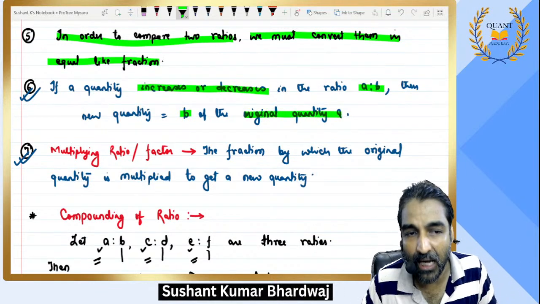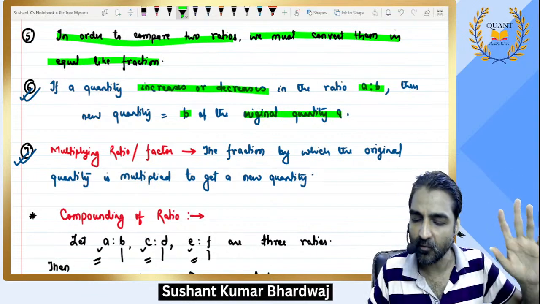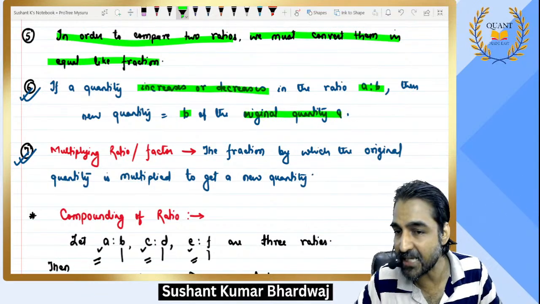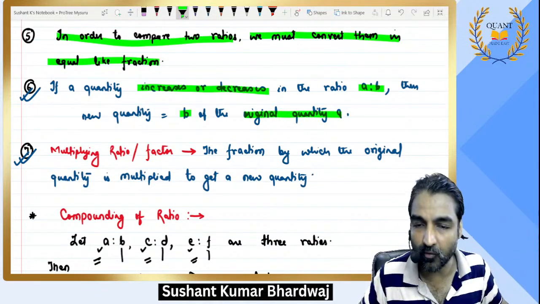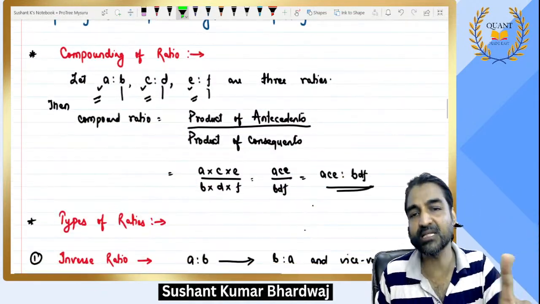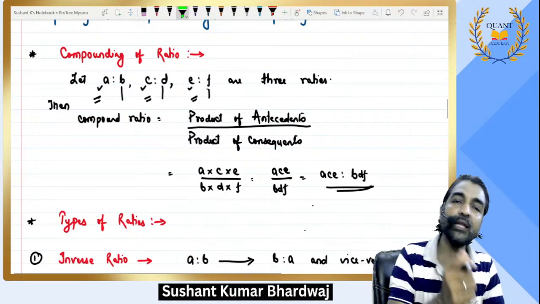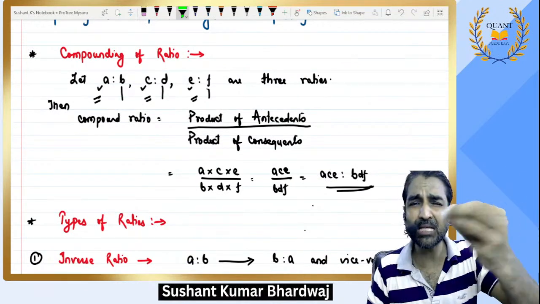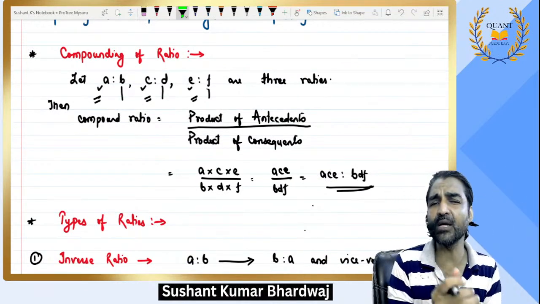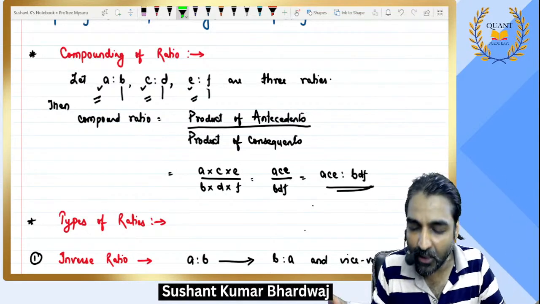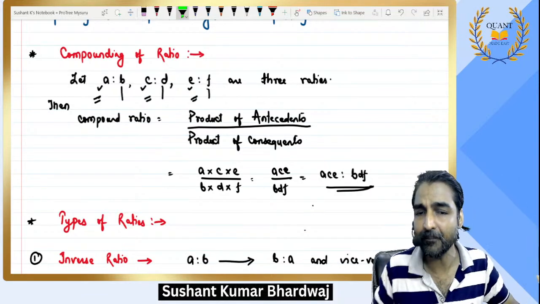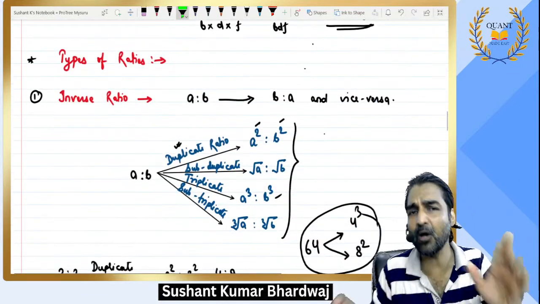Clear? Then I have discussed the multiplying ratio, or factor, the fraction by which the original quantity is multiplied to get a new quantity. Then we have discussed compounding of ratio. I have told you that if there are several ratios, then the compound ratio will be equal to the ratio of the product of antecedents and the product of consequents. Clear? Then we have discussed types of ratio.